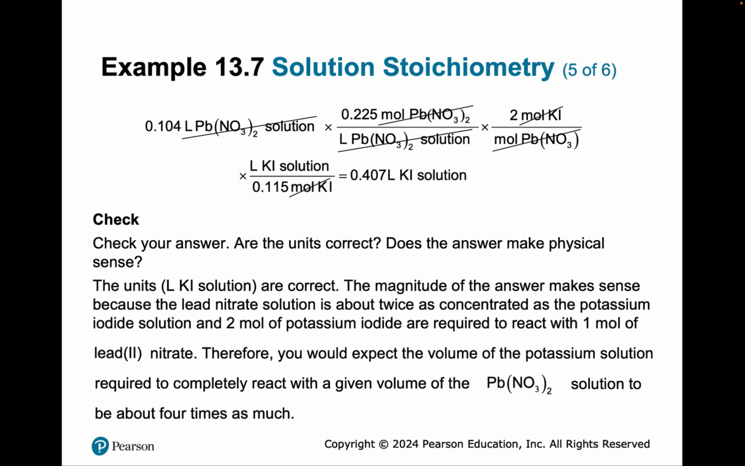times the concentration, moles per liter. I know I said divide, it's multiply. You got to get then the moles of lead. Now we convert from moles potassium iodide to moles of lead, and then now we divide by the concentration to get the volume. So 0.407 liters of potassium iodide.